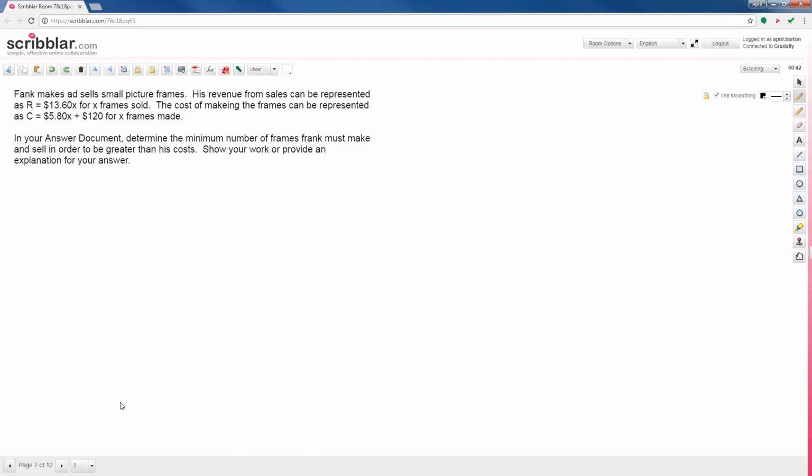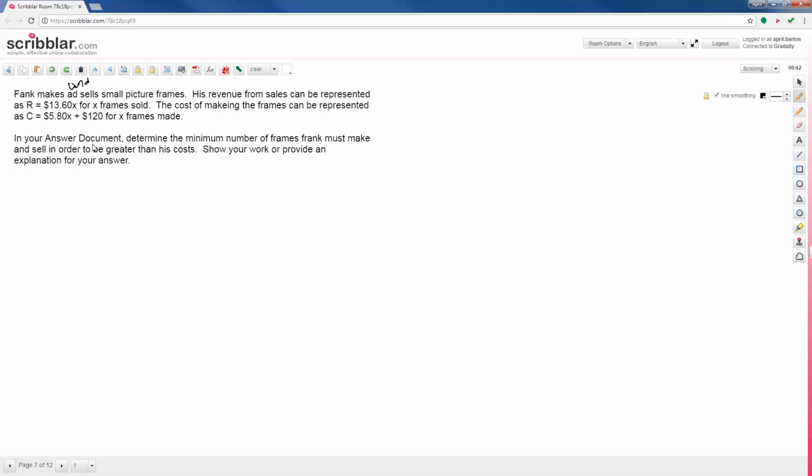Okay, so here's another. Sorry, that was supposed to say Frank. The name is Frank. He makes and, sorry, lots of typos. Makes and sells small picture frames. His revenue from sales can be represented as R equals 13.60x for x frames sold. The cost of making the frames can be represented as C equals 5.80x plus 120 for x frames made.